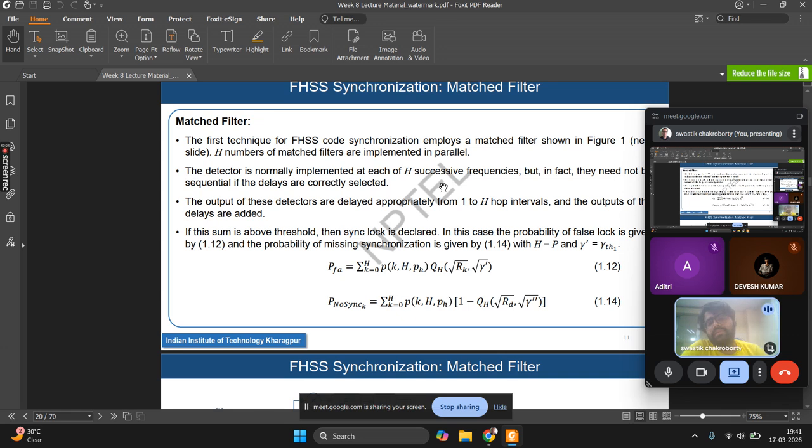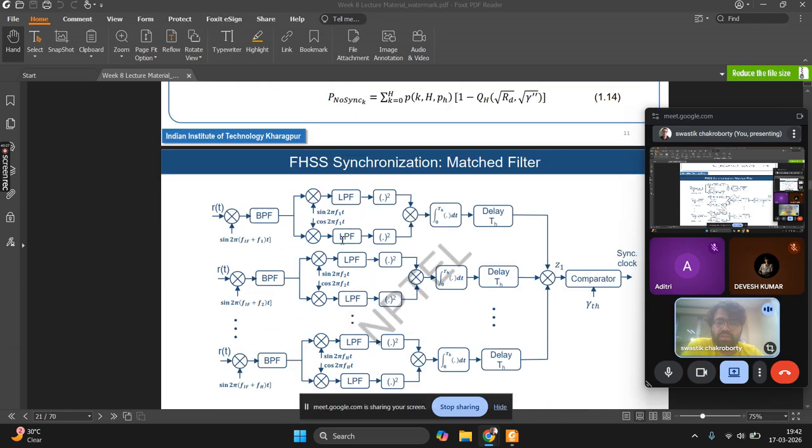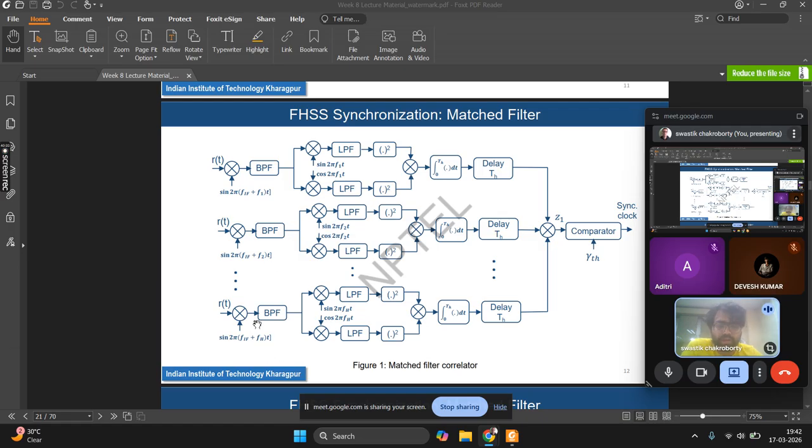The detector is normally implemented at H successive frequencies. So you have a filter bank. Each filter in that filter bank is designed for a particular hop. Like f1 is one hop, f2 is one hop, fH is the final hop. So there are multiple hops, capital H number of hops, so capital H number of frequencies. Each one will have a particular filter.